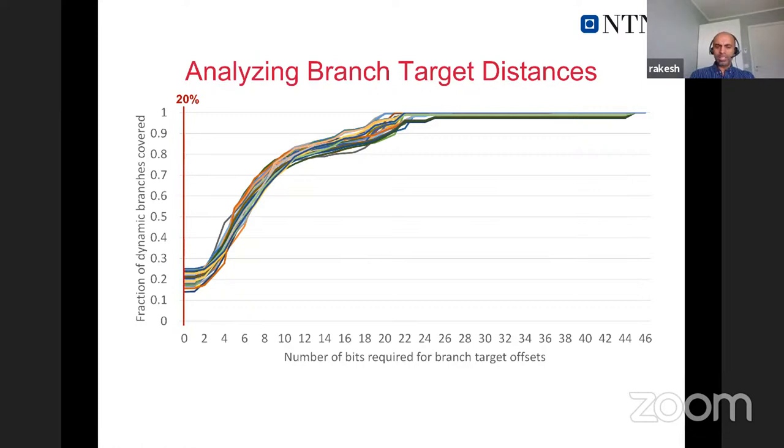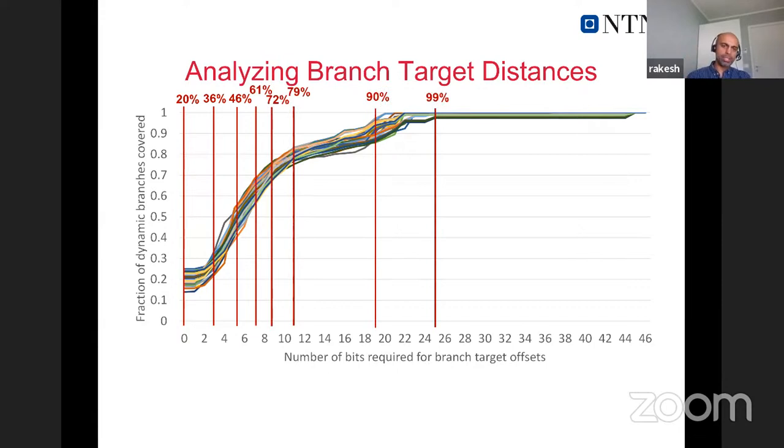It seems that even with 0 bits for target, we can cover 20% of branches. And this is because returns don't need any target bits in the BTB because the target will come from the RAS. So for 20% of branches, we do not need the target field at all in the BTB. Then if we have only 3 bits for target, we can cover 36% of branches. And if we increase it to 5 bits, we can cover about 46% of branches. So for about half of the branches, we need just 5 bits, whereas we are allocating 46 bits for them. So this is a huge storage underutilization.